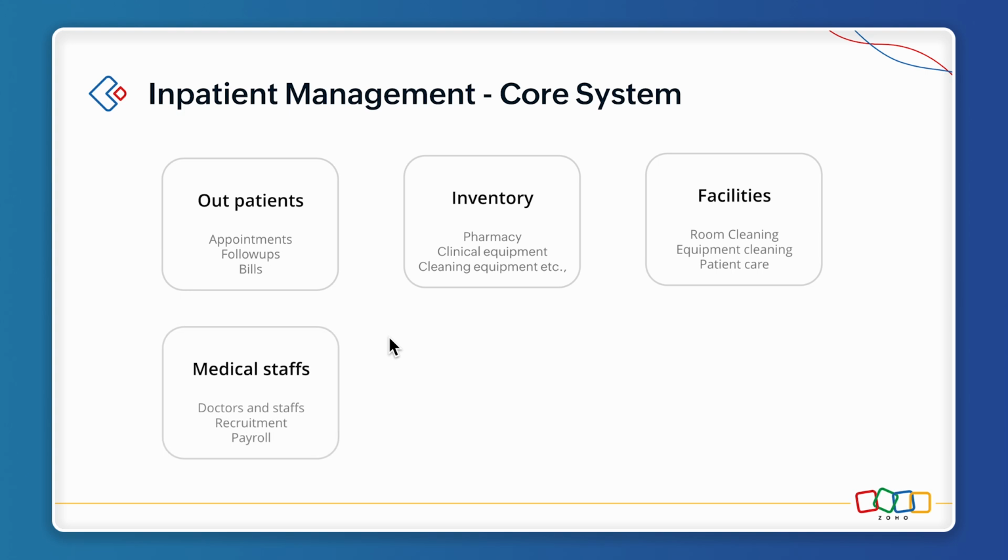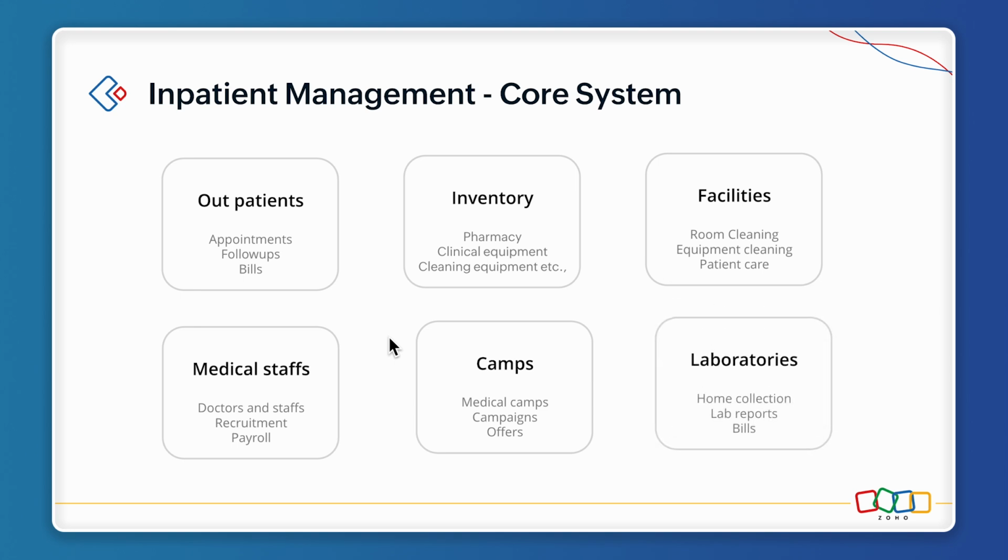And the medical staff. So the number of staff that are available and the payment related information and the recruitment of these different stakeholders can be separately monitored. And camps. So if they have any medical camps, internal medical camps, and campaigns, any other services that they are providing apart from just the healthcare setting, that can be added here. And the lab related information, wherein the home collection for the samples and the testing of the samples, and how the reports are being shared and the billing information is being captured, can be done under the core system as well, right?